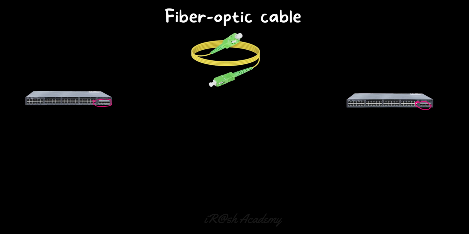SFP stands for small form factor pluggable interface, which looks like this on the screen. This is the SFP module that we are going to insert into the SFP interface. This module has a sender and receiver circuit which can be used to send and receive light signals. So here is how we are going to connect two network switches.